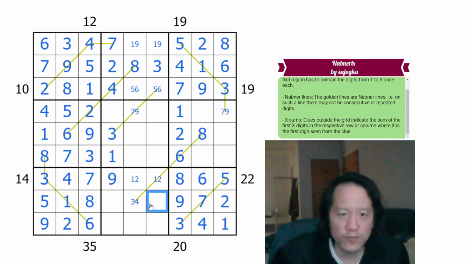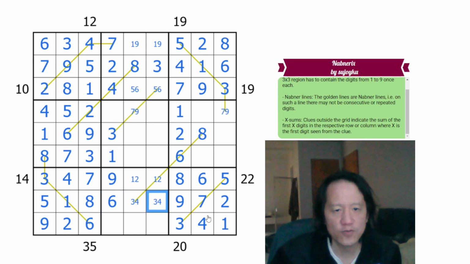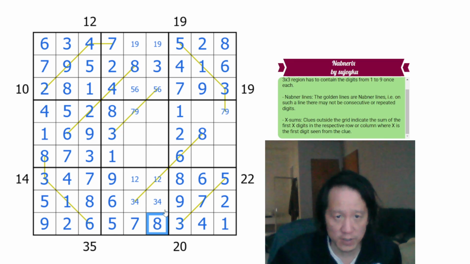We have a 3, 4, 6 triplet in row 8. This can't be 3 or 4, so it must be 6. Therefore, this is 3 or 4. The rest of the box is 5, 7, and 8. This can't be 7, so this is 5 or 8. This is 5 or 8, but it can't be 5. Therefore, this must be 8. So therefore, that's 5. This can't be 8 anymore, so that must be 7. And therefore, this must be 8.